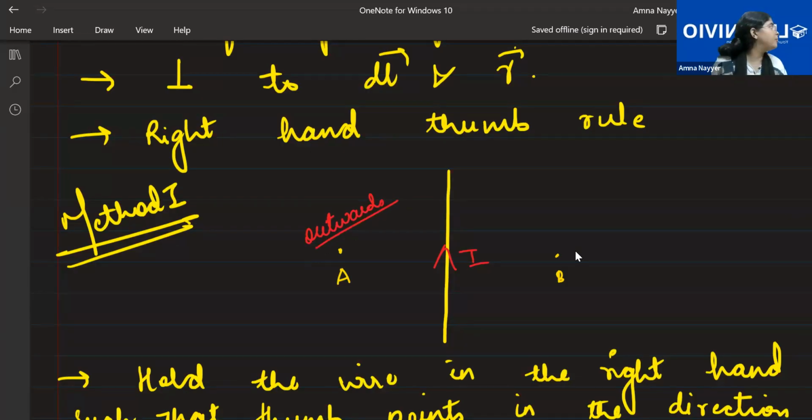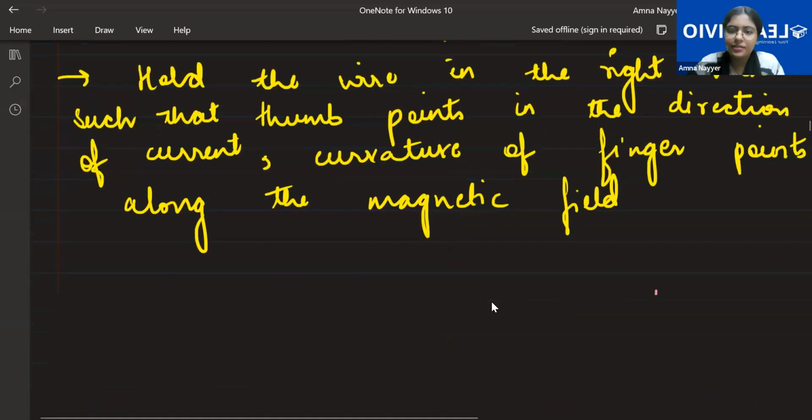Or let's say this B point. If this is the direction of the current, the point B is on the right side. When I curl my fingers here at point B, they are pointing into the screen, inwards. Now, I personally do not prefer this method because sometimes it becomes confusing: is the finger curling in or curling out? But if you're comfortable with it, you can use it. As I said, you should just get the right answer, and with both methods you will get the answer. This is the first method.